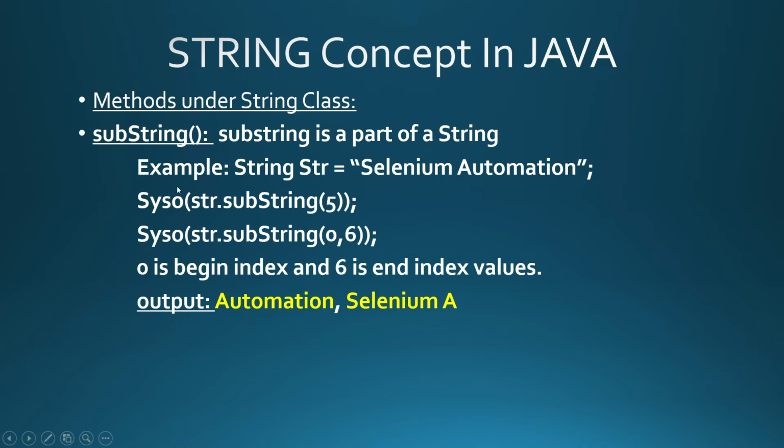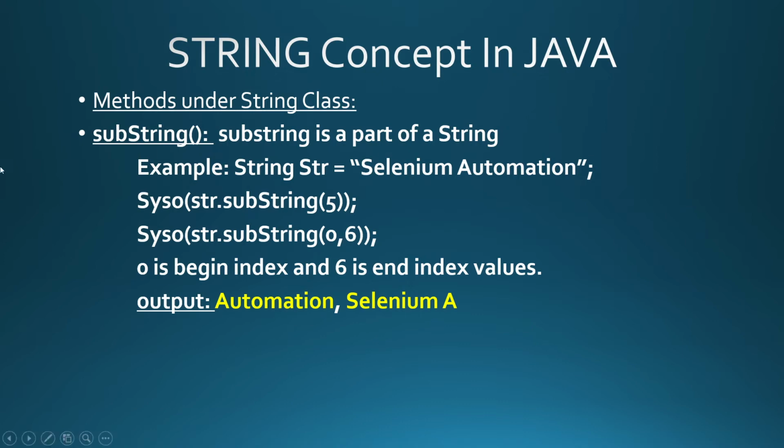Here if I mention System.out.println(str.substring(5)), it will give you the output as automation. And also if you do System.out.println(str.substring(0, 6)), here 0 is the begin index and 6 is the end index.